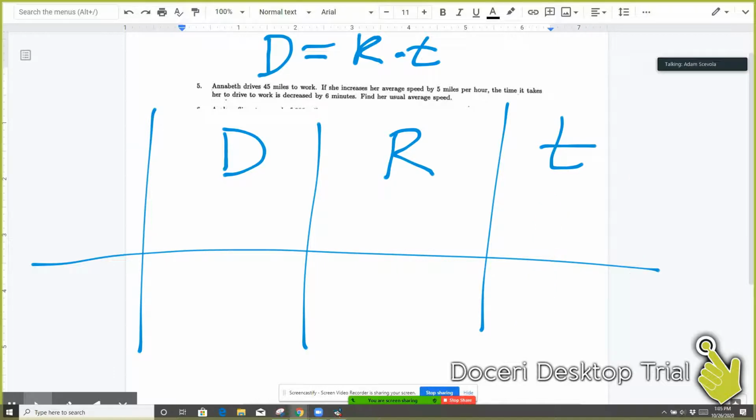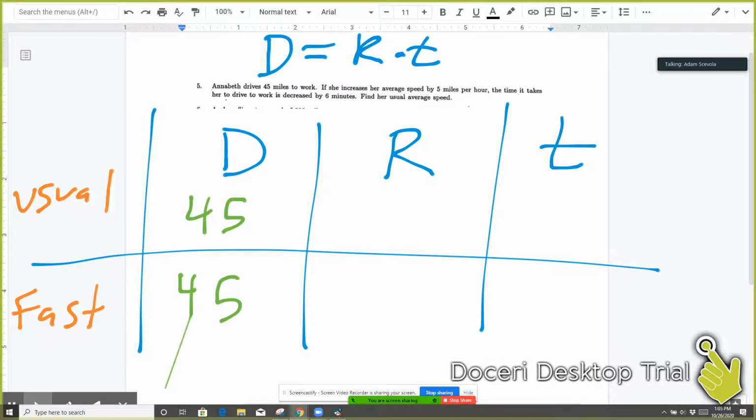So it says she drives 45 miles to work. She increases her speed, and then her time gets decreased. So that overall structure of the question tells us what our 2 relationships are. One of them is Annabeth driving to work at her usual speed, and the other one is when she drives to work at her fast speed. The variable we're given here is the distance, because she drives 45 miles to work no matter what. Sometimes she drives faster, sometimes slower, but her distance is always going to be 45 miles.